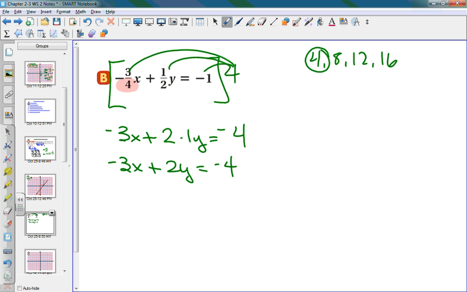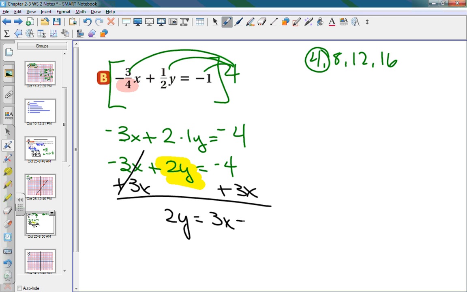So what do I do if I'm solving for y? Well, here's y. I'm going to add 3x to both sides. Very good. So I have 2y is equal to 3x minus 4. Notice I put the x in front of the y-intercept because our formula is y equals mx plus b. Yes?